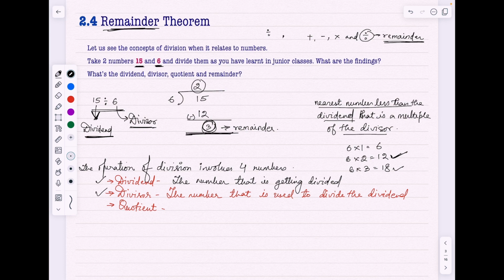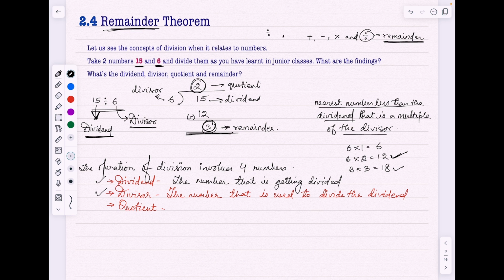And the number at the top that you used to multiply with the divisor, that is called the what? That is called the quotient. 15 is the dividend, 6 is the divisor. You multiplied 6 two times, that is the quotient. And in the process, you got 3 as the remainder.